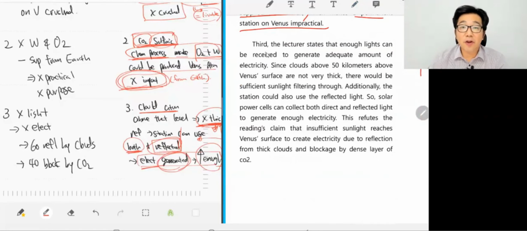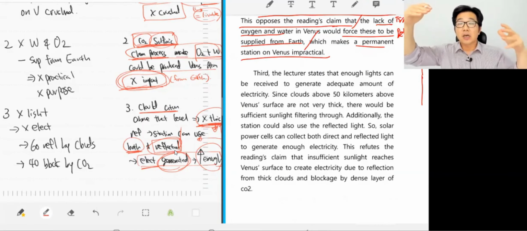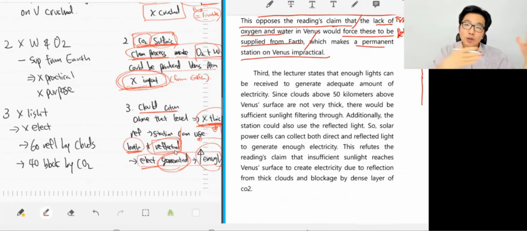Last body paragraph. Third, the lecture states that enough light can be received to generate an adequate amount of electricity. So however you want to paraphrase it. Okay, so the main point, if we want to synthesize and create a topic sentence, is basically that at the Venus atmosphere higher up, 50 kilometers above the surface, we can receive enough light, sunlight, to create enough electricity for us to live on Venus.